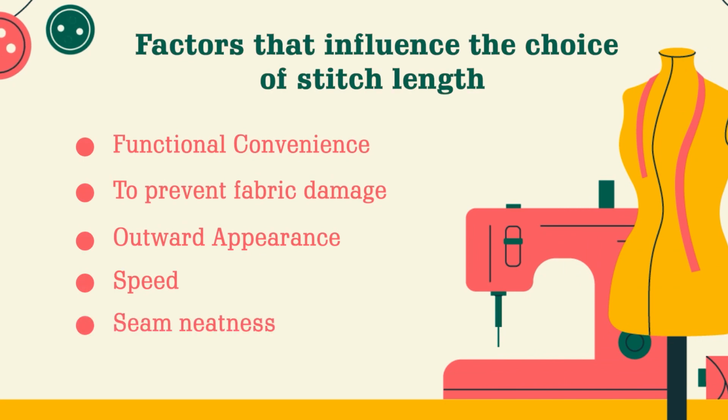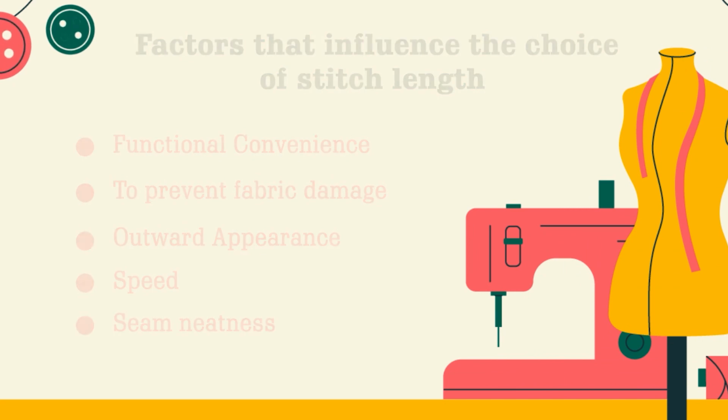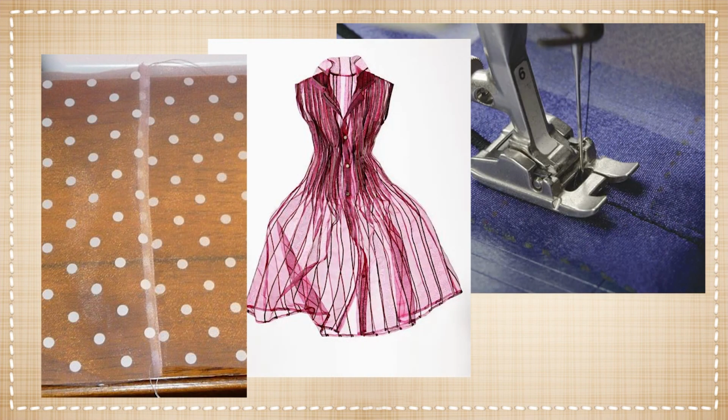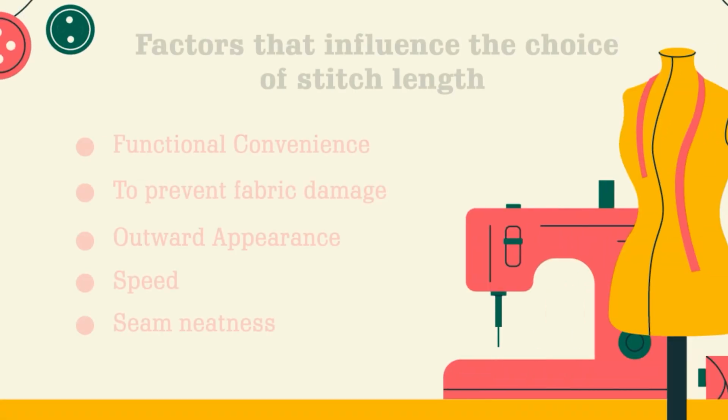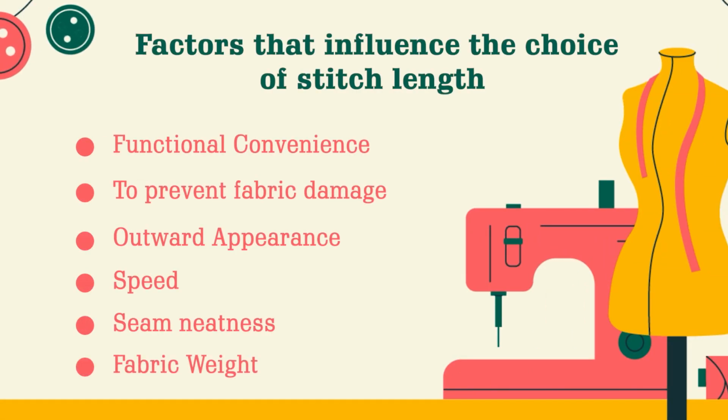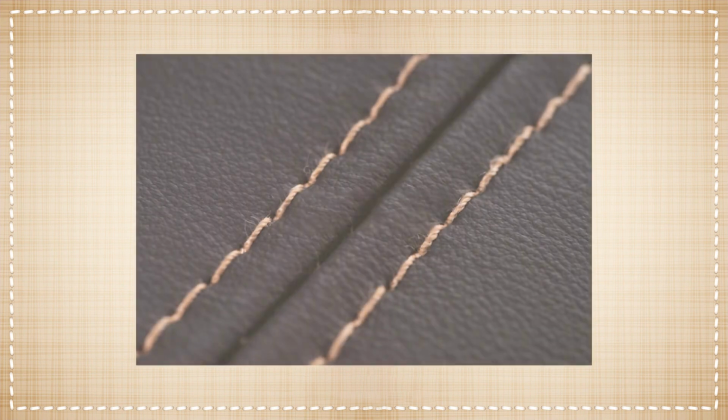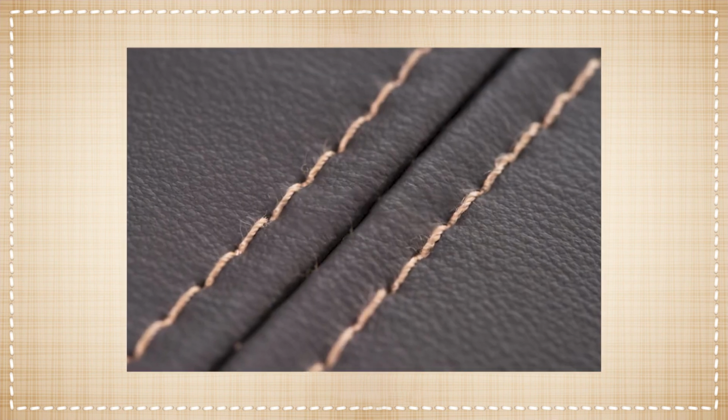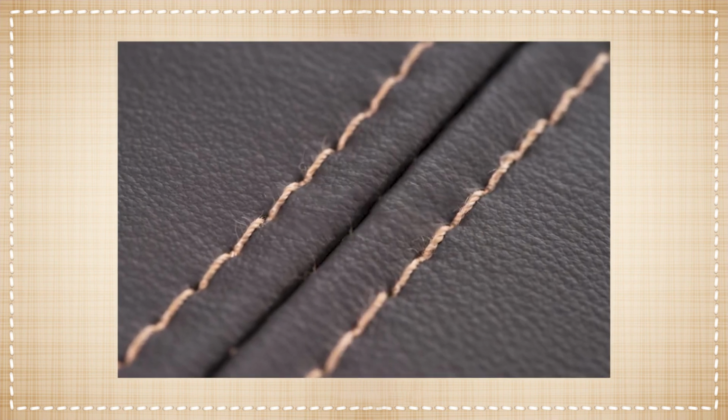Seam neatness is also another factor. In the case of lightweight and sheer fabrics, we use a shorter stitch length to prevent the fabric from getting pulled or gathered during the process of seam construction. Then fabric weight. Longer stitch length is better for heavier weight fabrics to keep the seam flat.